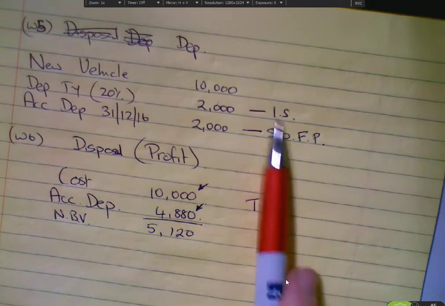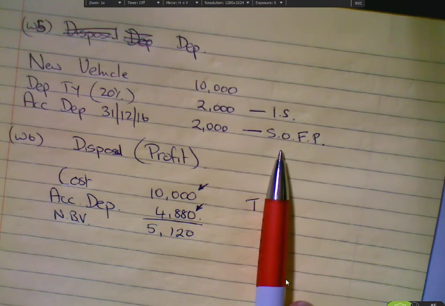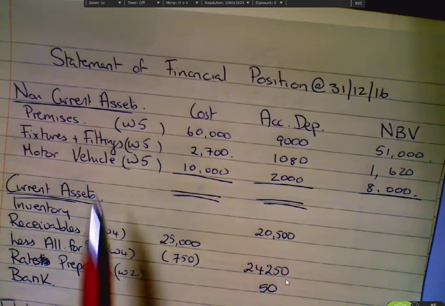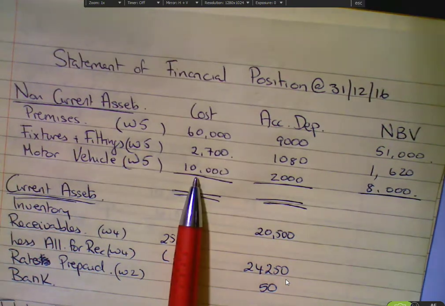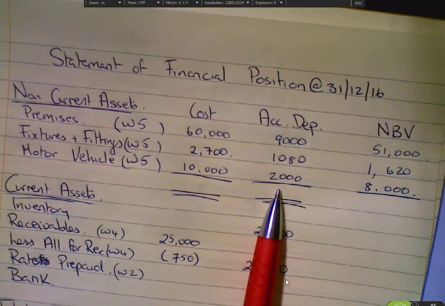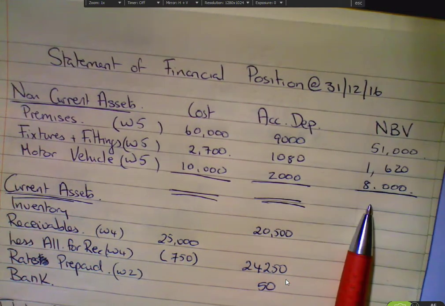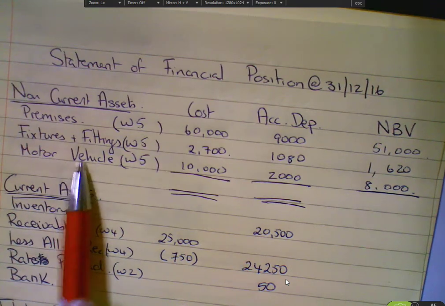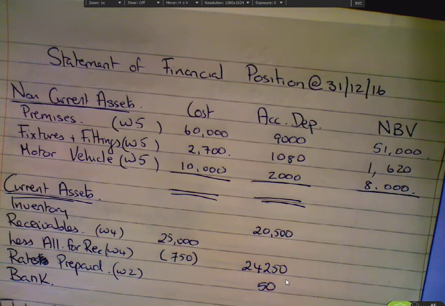So the figure for depreciation in the income statement and the statement of financial position is going to be the same. So again, that's where I did this. This is the new motor vehicle, cost is 10,000, accumulated depreciation is 2,000, net book value is 8,000. Now, that's all very fine, but where is the original motor vehicle gone?